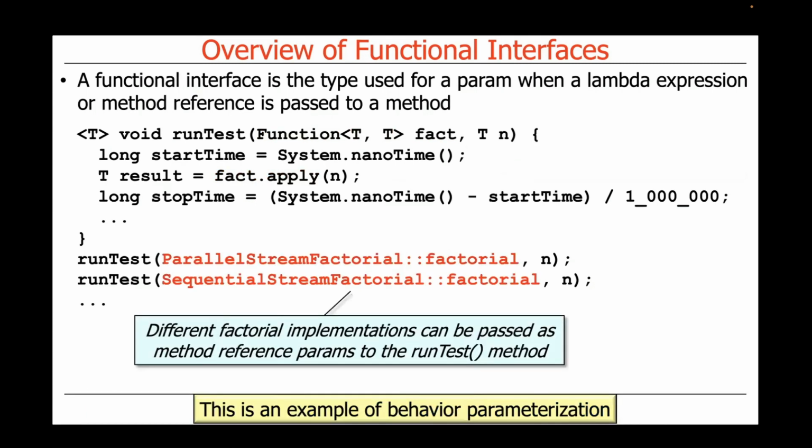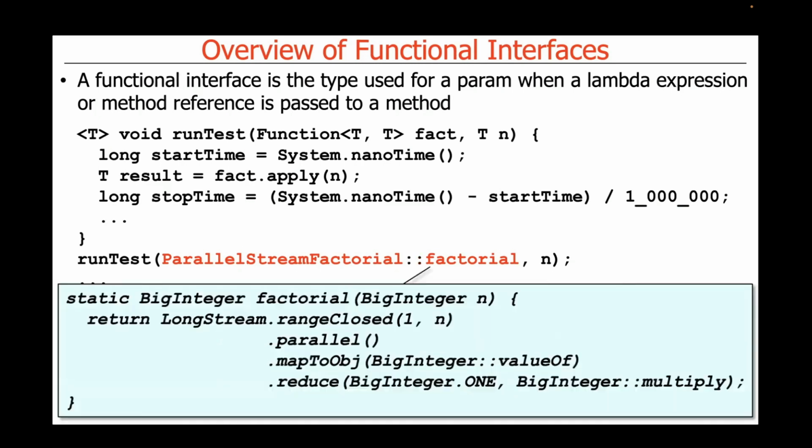And then down here, you can see how we can call the runTest method with different factorial implementations. We can have a parallel stream factorial. We can have a sequential stream factorial. This is an example of behavior parameterization. We can parameterize the function that we're passing to the runTest method, but we're passing it really as an object that happens to have a single method called apply. That's the functional interface single abstract method.